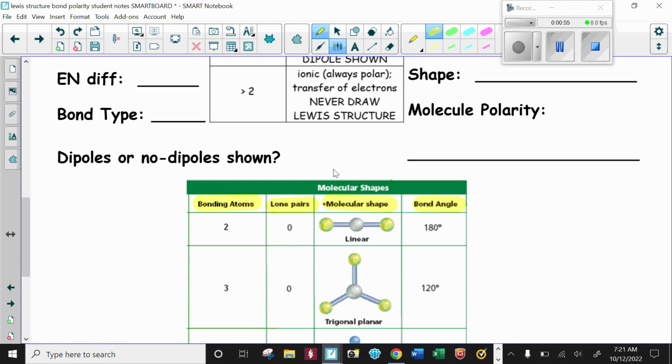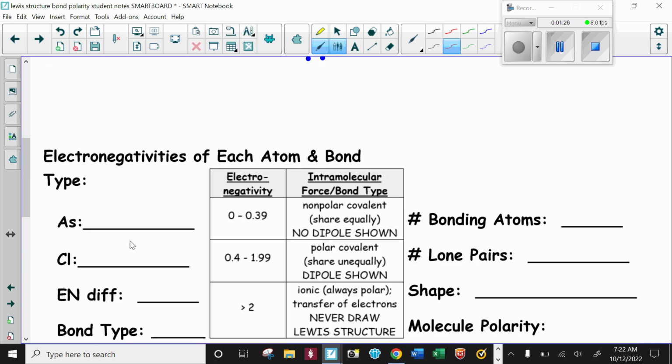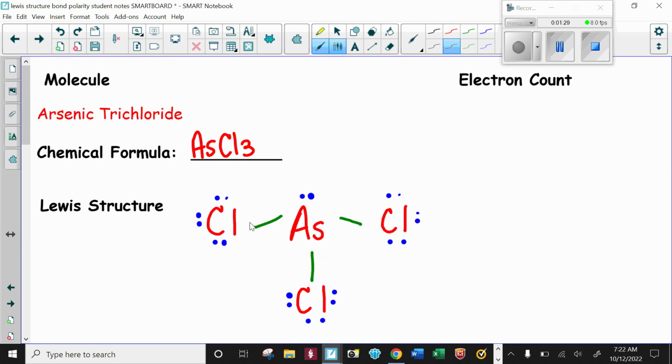Okay. The next thing we have to do is we need to know what a bonding atom is. So on the reference chart that you have, let's identify what a bonding atom is. A bonding atom is simply an atom attached to the central atom. So we have to count the number of atoms that are attached to the middle. What would the middle atom be? All right, the middle atom is the one everything's attached to, the arsenic.